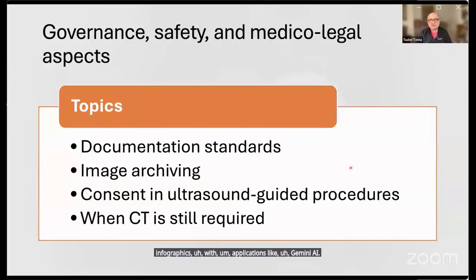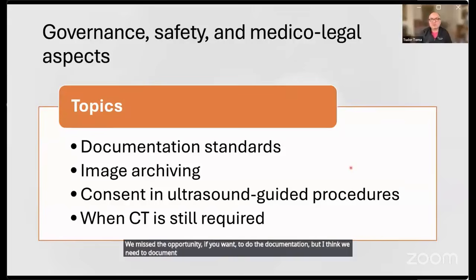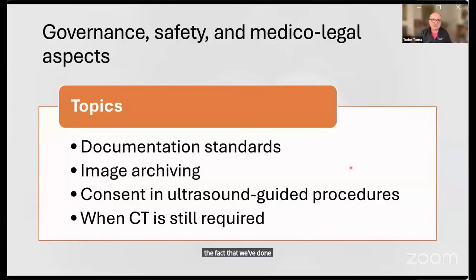Right, so towards the end, I need to mention a couple of words about governance. All these procedures are done with a pocket ultrasound, so sometimes we miss the opportunity to do the documentation, but I think we need to document, in addition to what we document at the bronchoscopy, the fact that we've done a point of care ultrasound or a thoracic ultrasound to the patient. So we need to be absolutely sure about the documentation standards, and that is very important.